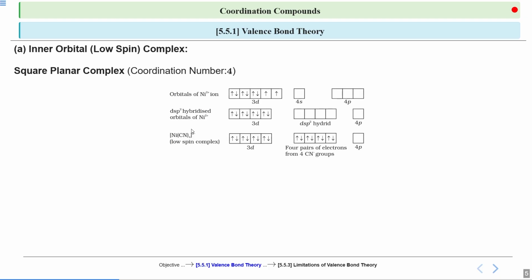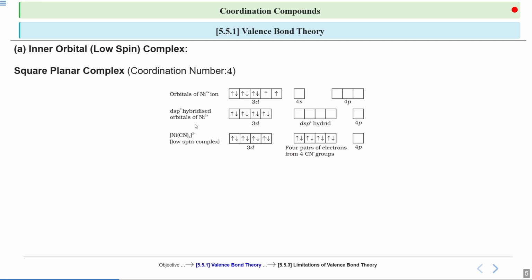So let's take this example of the complex [Ni(CN)4]2-, where nickel is the central metal and the oxidation state of the nickel is +2. For the nickel 2+ ion, the orbitals are going to be like this. In the 3d we are going to have 3d8 electrons, 4s0 and 4p0. So the 3d8 electrons are arranged in the d orbitals in this manner, in which we obtain 2 unpaired electrons and 3 paired electrons.